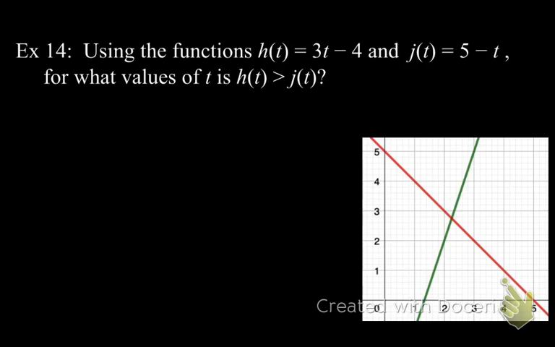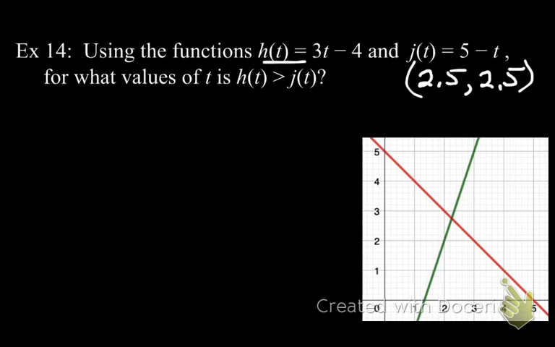Our last example here is example 14, and it says using these functions, h of t equals 3t minus 4, and j of t equals 5 minus t, for what values of t is h of t greater than j of t? For this, we should find the real point of intersection. We estimated before that it was 2.5 comma 2.5, but we can see pretty clearly from this better picture that it's not really 2.5 comma 2.5. So here's how we would algebraically find that intersection point.